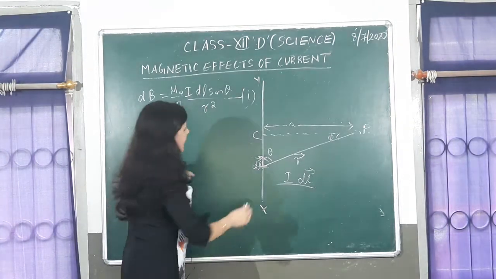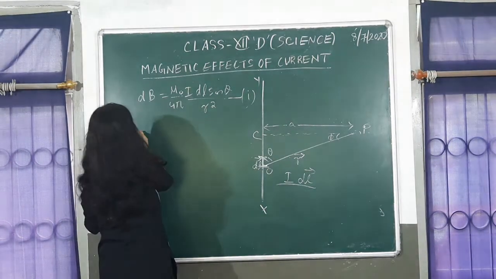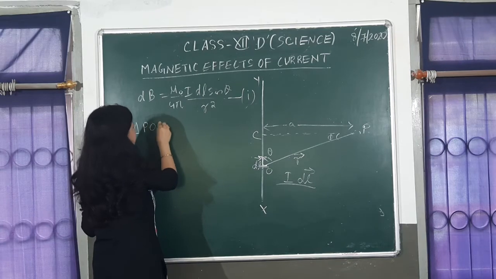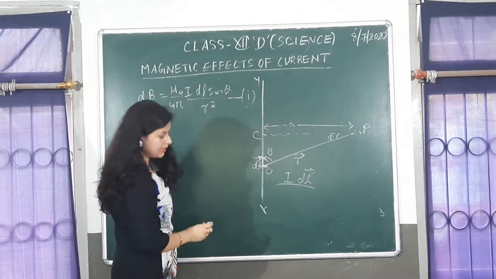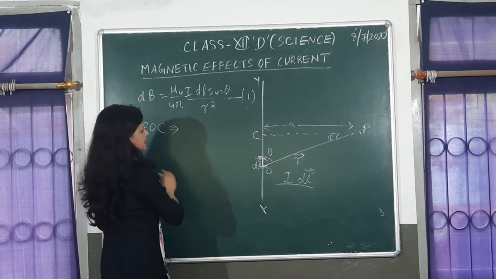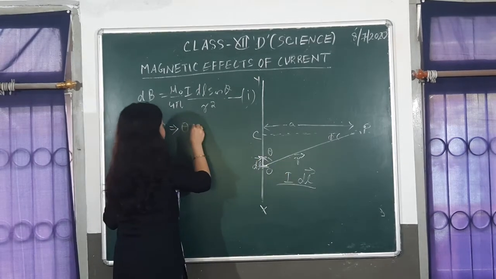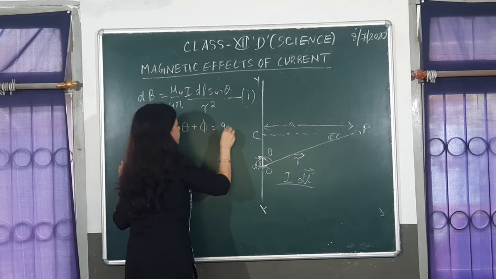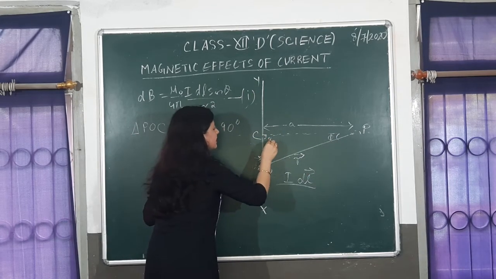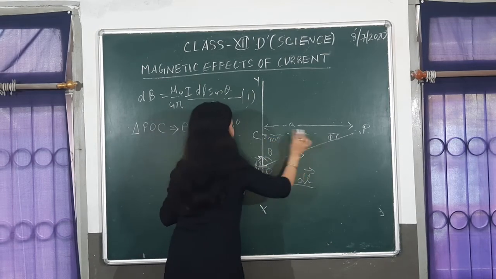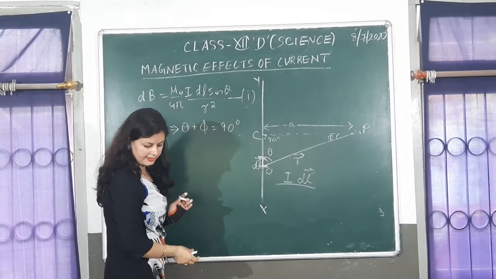Let me take triangle POC. It is a right angle triangle, as you can see, right angle triangle POC or PCO. Okay, you can see here theta plus phi is equal to 90 degree, isn't it? Because here I have drawn the perpendicular line, so this angle will be equal to 90 degree. So naturally theta plus phi has to be equal to 90 degree, because sum of all these angles has to be equal to 180 degree.